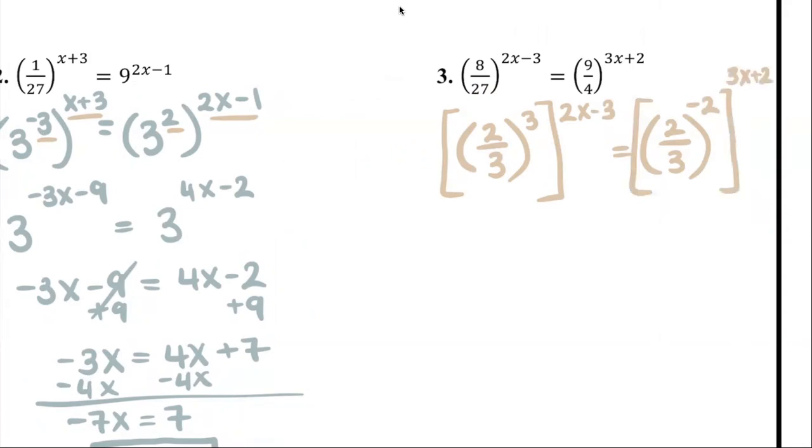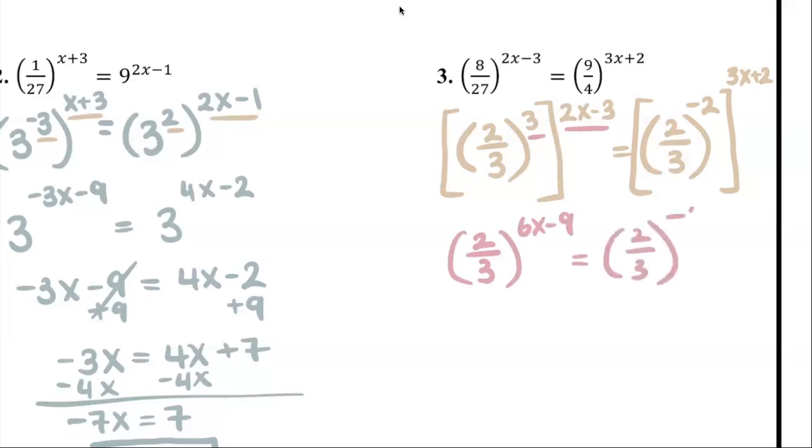So Mateo, what do we do from here? Multiply the exponents. Good. So let's go and multiply the exponents. What do we get? 6x minus 9 and -6x minus 4. Nice. -6x minus 4. From there, keep going.